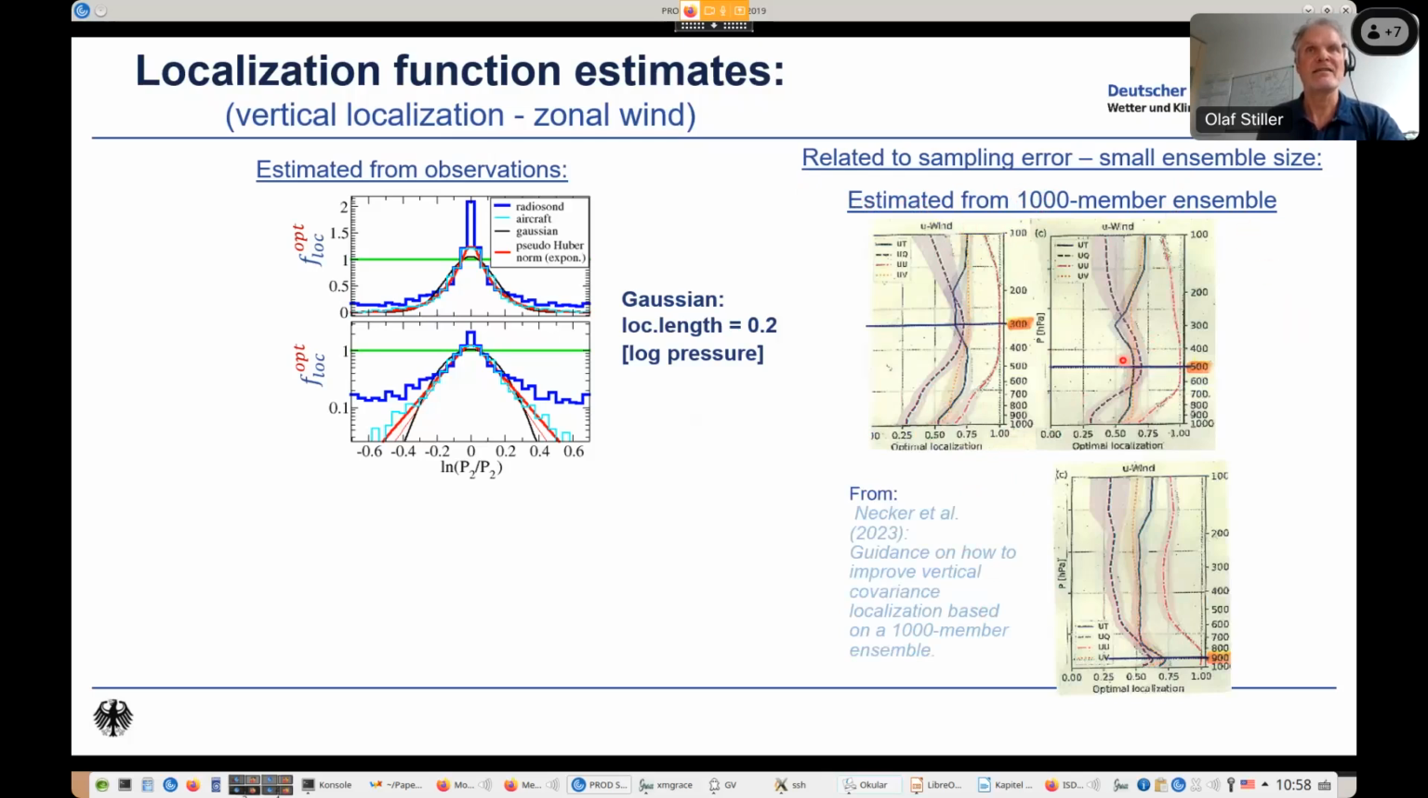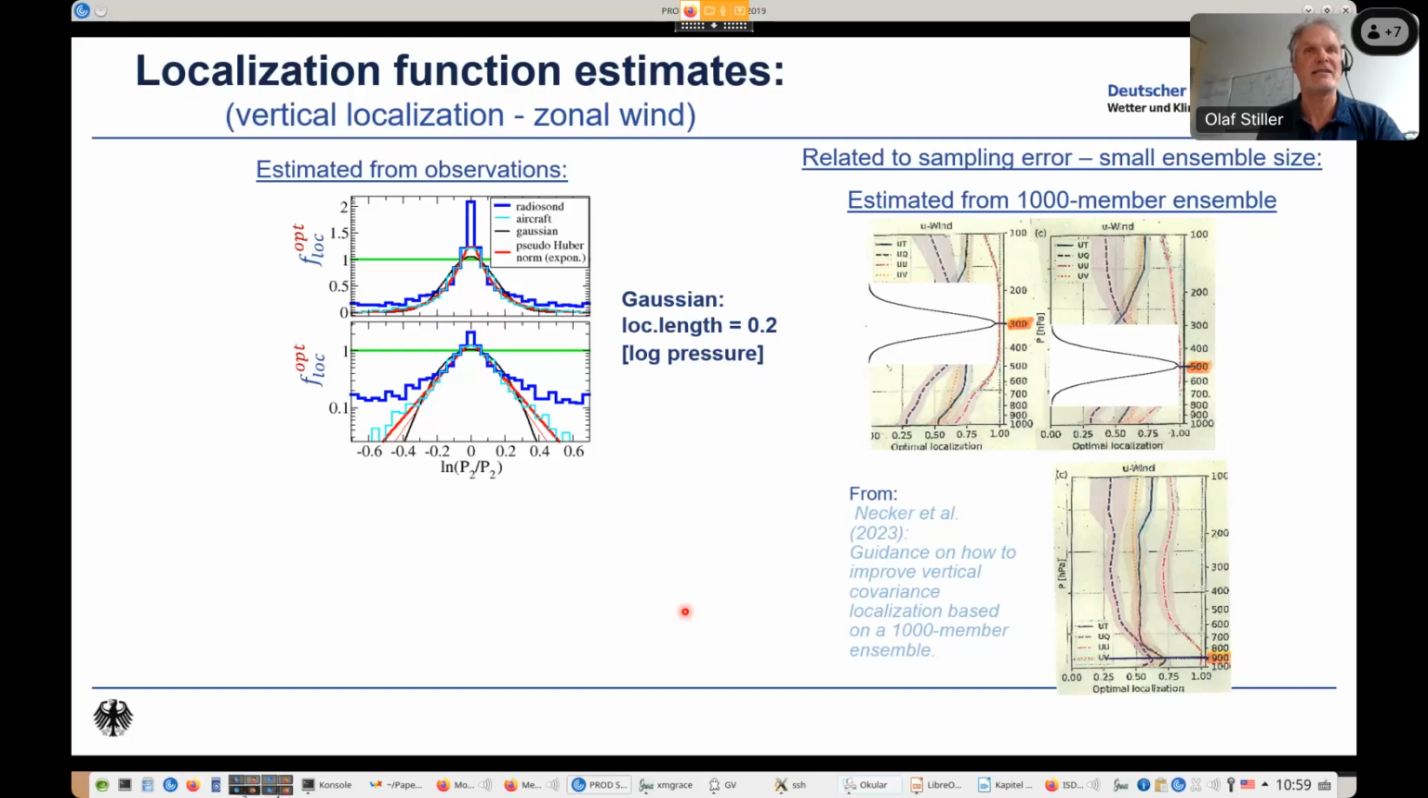So he gives different localization functions; the curve for solar wind is the red curve here, and he did it for different heights. But what we see is that the scale is much broader here than what I get from observations. For comparison, I put here the Gauss function with localization length 0.2, and we see really there's a huge mismatch in this localization scale between this 1,000-member ensemble and what we get from observations.